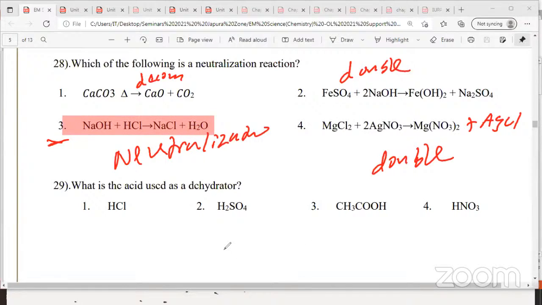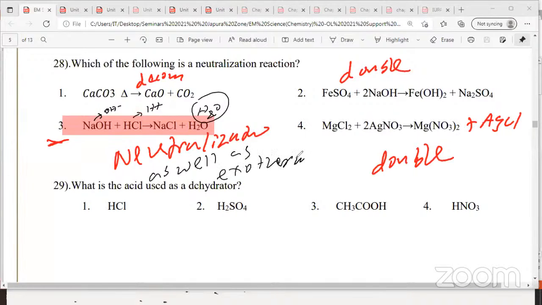That means H plus comes from acid, OH minus comes from base. When they combine, what is forming? Base releases OH minus, acid releases H plus. So formation of water by combining H plus and OH minus is called neutralization. Please write, everyone, this is a neutralization reaction as well as an exothermic reaction. Any neutralization reaction is exothermic. Any acid base reaction is exothermic. Heat is evolved, heat is released.